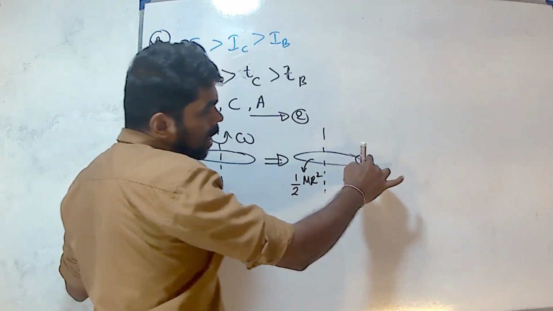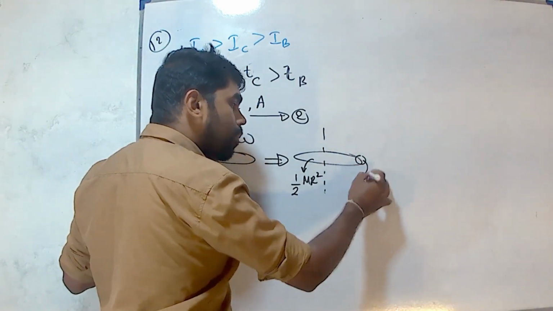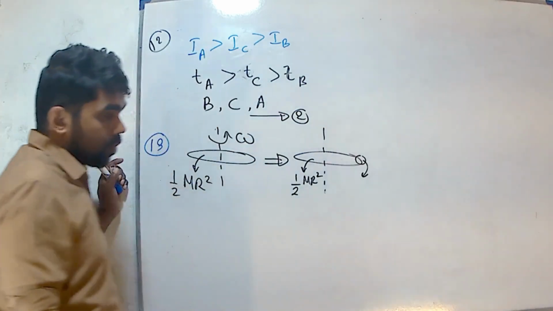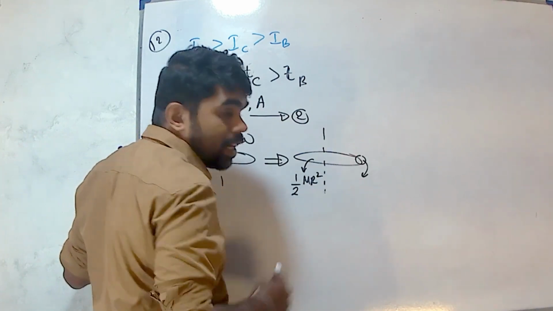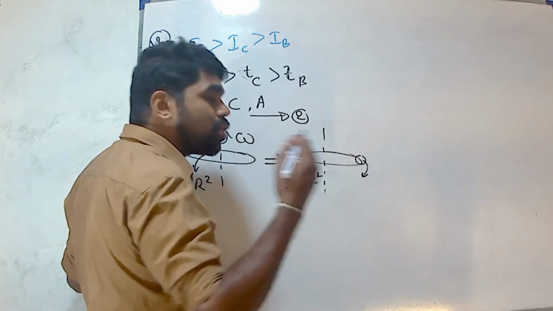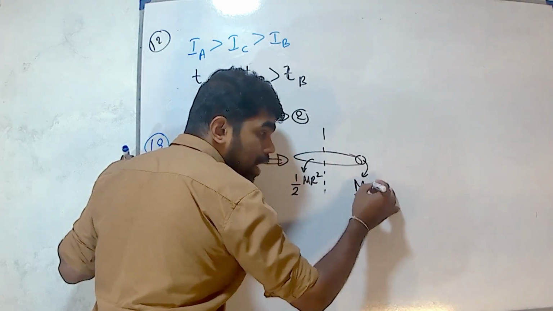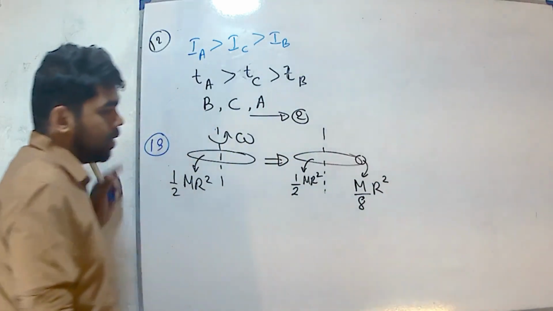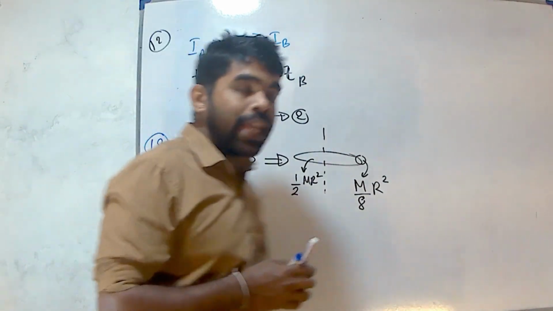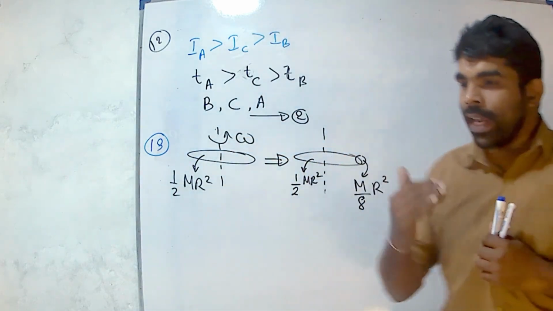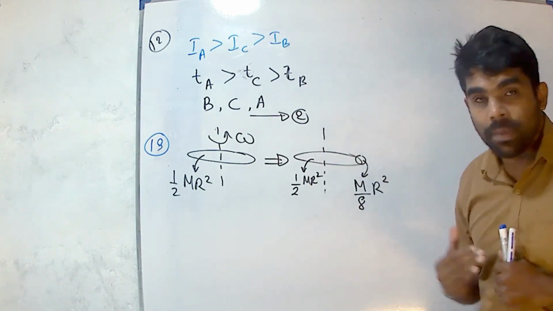We have to consider the moment of inertia of this clay particle. It is a point mass, so its moment of inertia is mr squared. But the mass is given as m over 8, so it is m over 8 r squared. Now we can use conservation of angular momentum because there is no external unbalanced torque on the system.